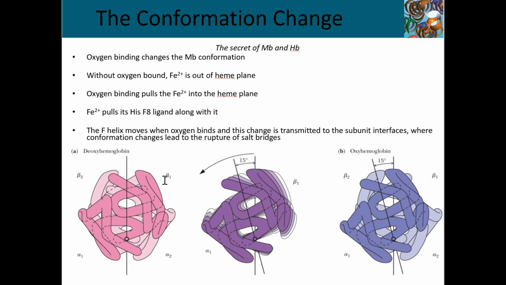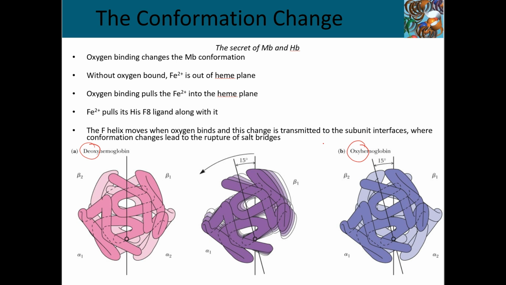And this is just a diagram showing some of these little conformational changes. I guess they're not that little. 15 degrees of rotation is pretty significant between deoxyhemoglobin and oxyhemoglobin. This is our deoxy version in A, and then once it's bound to oxygen completely, you see these rotations to its structure.